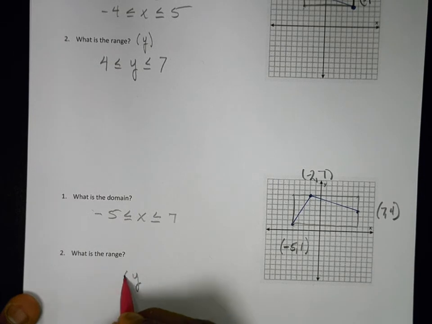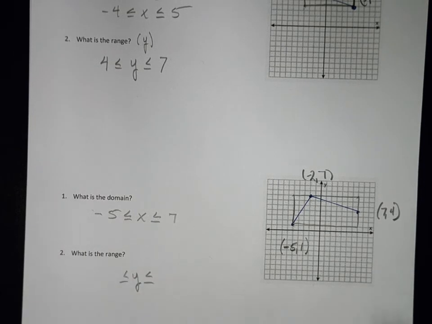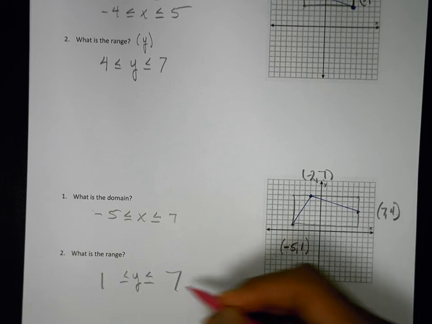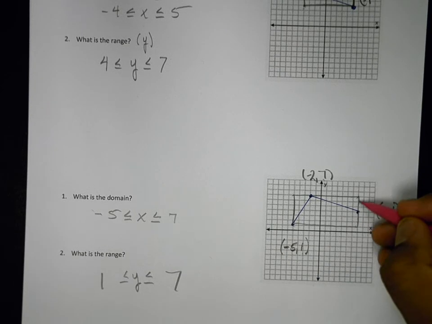Now for the range, I have to look at the y. The smallest y looks like positive 1, and the biggest y is 7. If you look at the distance here, that's our range.